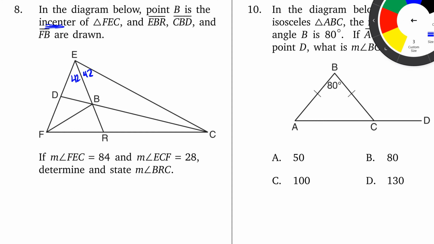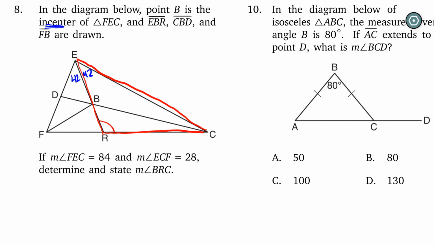And then let's take a look at the triangle that I used here. So this angle BRC is this angle here, part of that red triangle. Well, the whole angle ECF, this whole angle here is 28. So if I just do 180 minus 42 minus 28, well, that gives me my answer that I'm looking for. So that gives me 110 degrees.